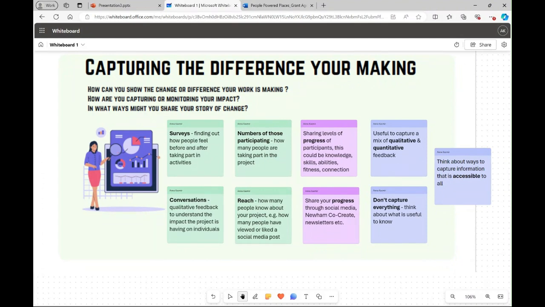You might want to capture the number of people participating, so you might have a register. And there are two different ways that you can do this. You could say, over the course of the project, we reached 100 people. So you could say, 30 people came for the first time, whereas 70 people came over multiple sessions. There are different ways of explaining that.